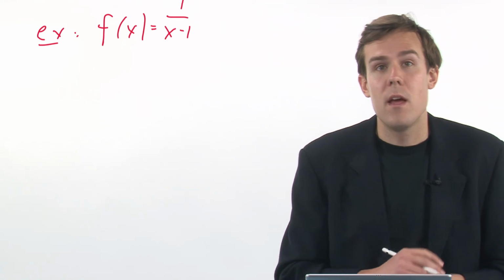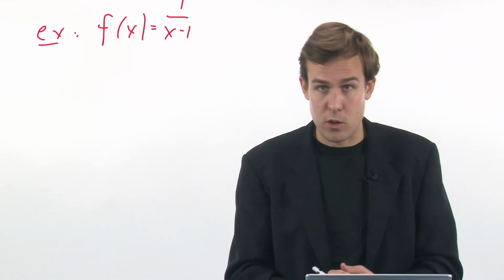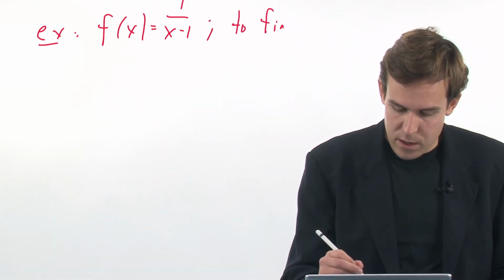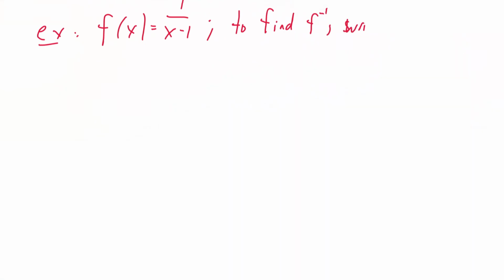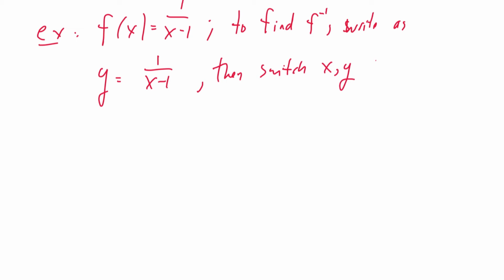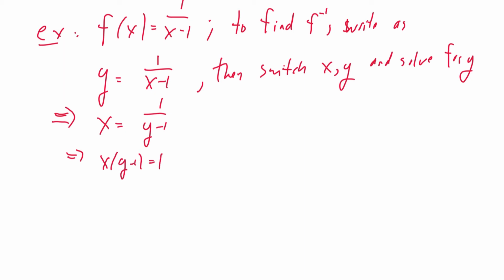So we'll look at f of x equals 1 over x minus 1. And our goal is to solve for the inverse function. So to find f inverse, write y equals 1 over x minus 1, then switch x and y and solve for y. So we get x is equal to 1 over y minus 1, and now I have to solve for y here. So x times y minus 1 equals 1. So xy minus x equals 1. xy equals x plus 1. So y equals x plus 1 over x.